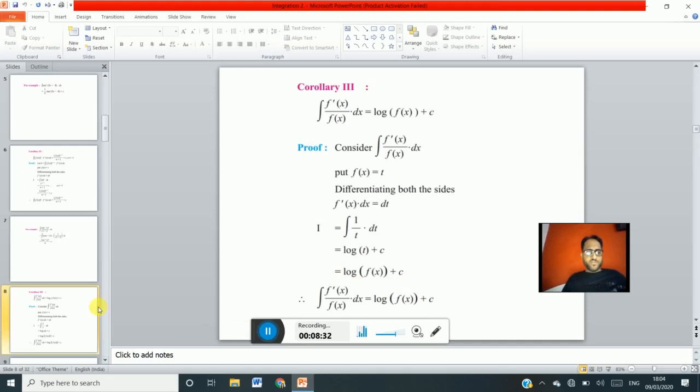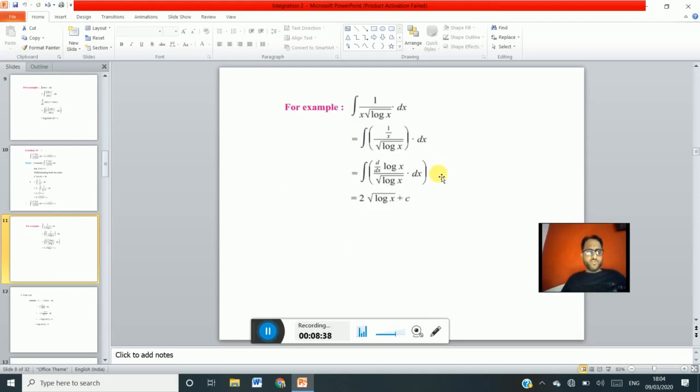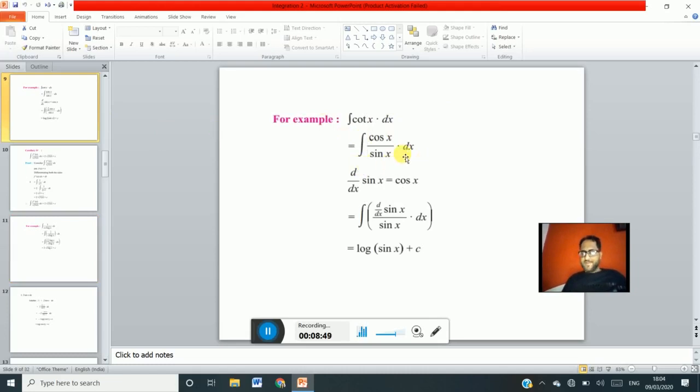So this is very important because it is used a lot in examples, right? See how we use it here. Say the integration of cot x dx, right? So cot can be written as cos x upon sin x. So the integration of cos x upon sin x dx. Now we know that the derivative of sin x is cos x, so this can be written as the derivative of sin x upon sin x dx, that is f dash x upon f of x, right? The result is log of f of x, so log of sin x plus c. This is the final answer, right?